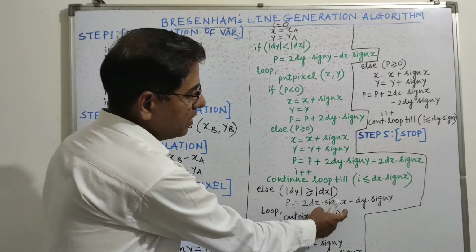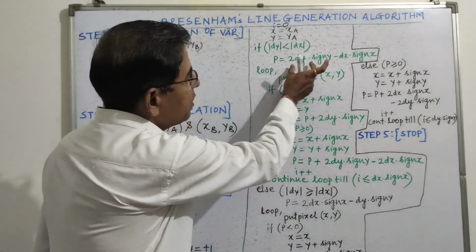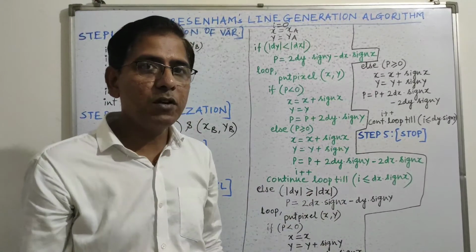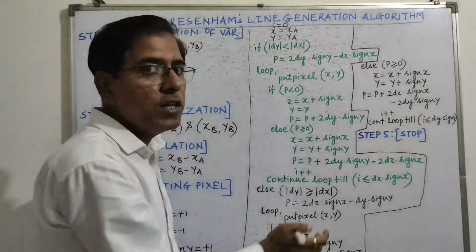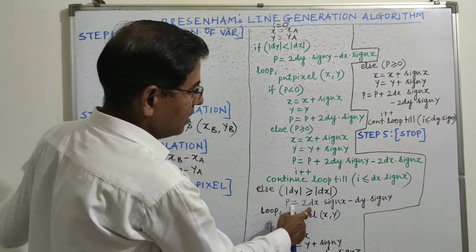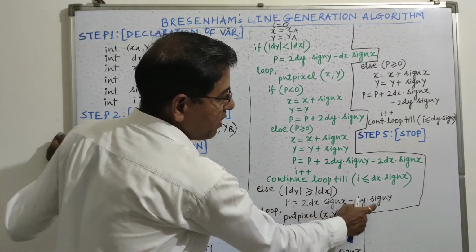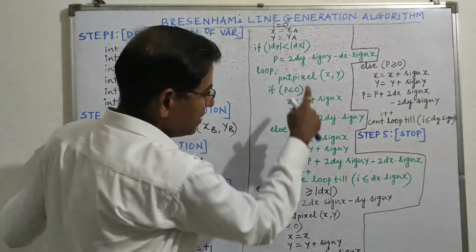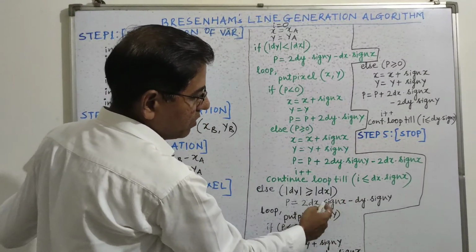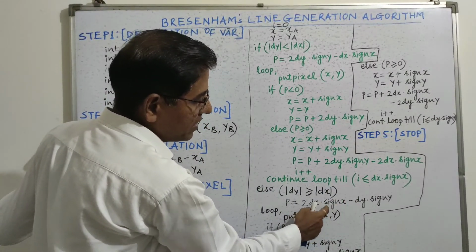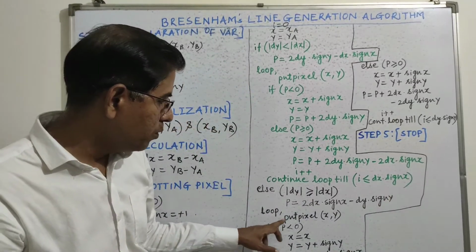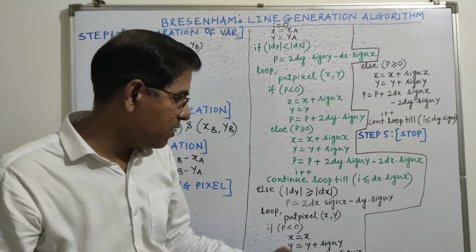So here we have seen that the difference between start point decision parameter of slope less than 1 and start point decision parameter of slope greater than 1, you just have to replace dx with dy and dy with dx. So this says 2 dx into sin x minus dy into sin y. So here dy is replaced with dx and dx is replaced with dy, and correspondingly dx is assigned with sin x and dy is assigned with sin y. Then loop, put pixel x and y.